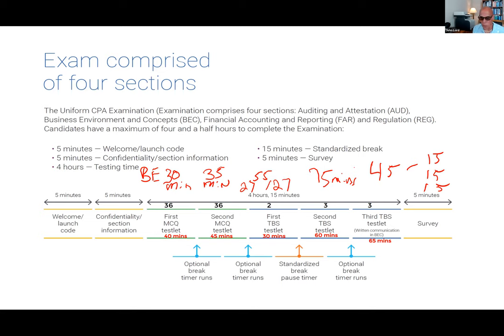The available points in these task-based simulations and written communication are more than the maximum points that they will give you. There's more points available than what they will award you. So at some point, you're just wasting time writing up a perfect answer when you probably have already maxed out the points available. And I definitely don't want you spending a bunch of time on one that has no points associated with it. So the mantra here is keep moving through these testlets, being very cognizant of the time suggestions that I'm giving you here.